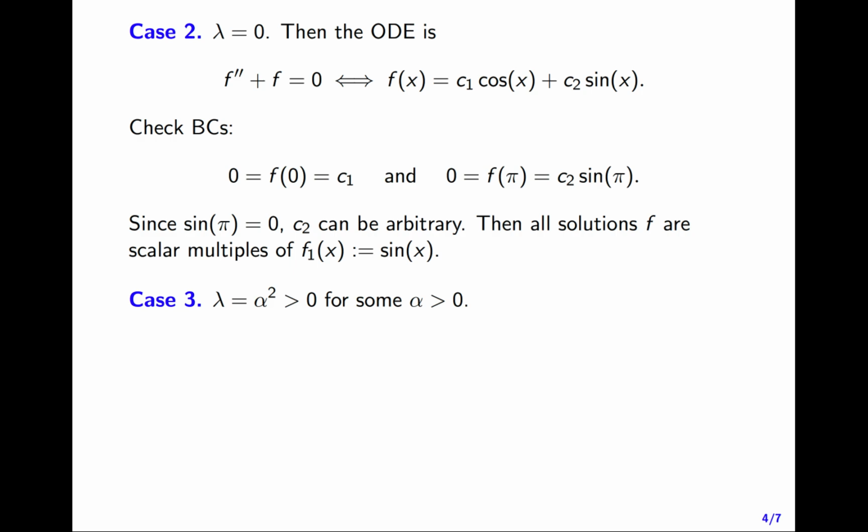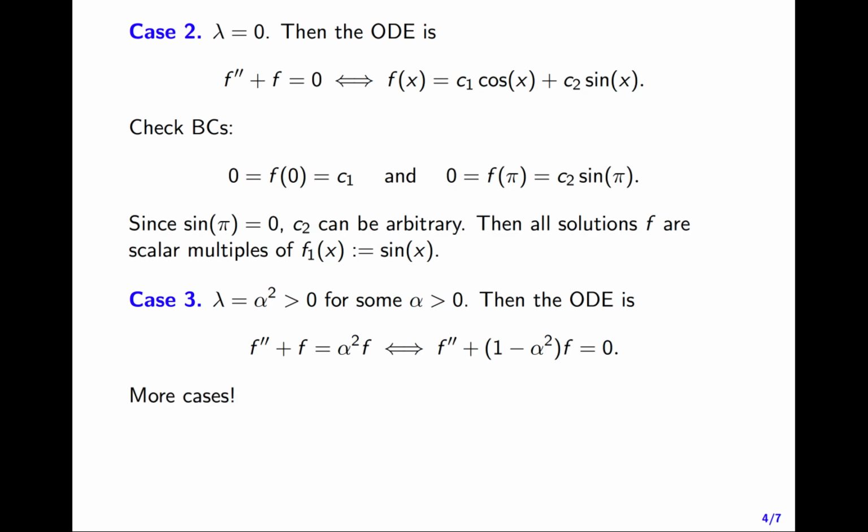And now case 3, we'll take lambda equal to alpha squared for some alpha greater than 0. And then the ODE is f double prime plus f equals alpha squared f. And that rearranges to f double prime plus 1 minus alpha squared f equals 0. Now we will have to consider a few more cases here based on what alpha is as a positive number.